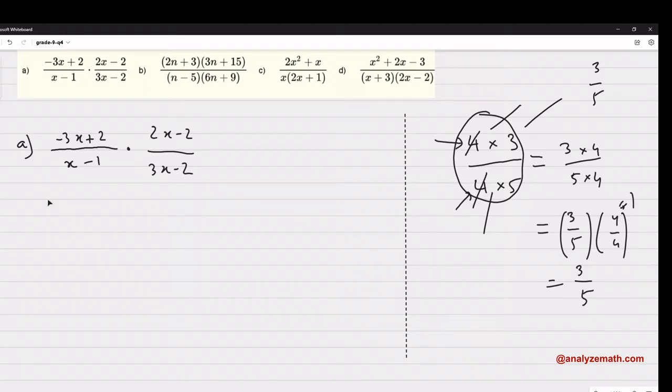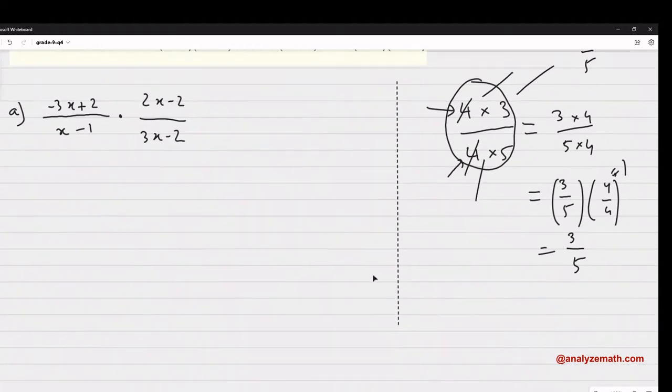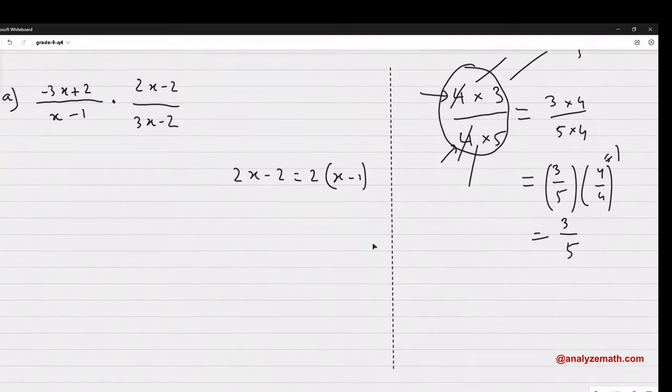So when you have an expression like this, how do you proceed? First, you need to factor anything that can be factored. So let's go one by one. Negative 3x plus 2, nothing to factor here. 2x minus 2, we can factor the 2. So 2x, let's put it here on its own. We can factor the 2 out and write it as 2 times x minus 1.